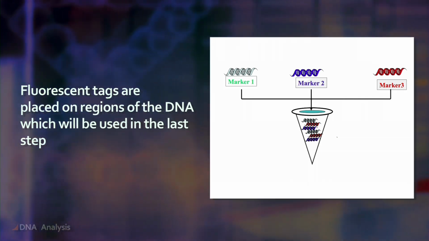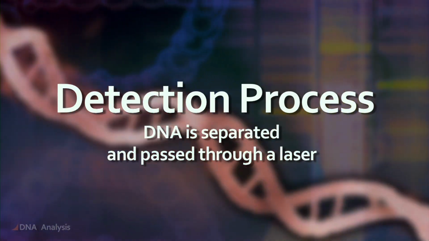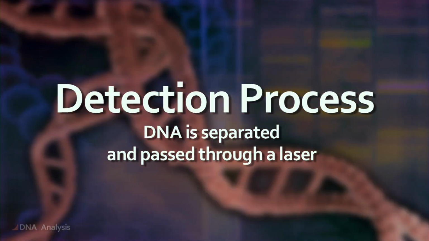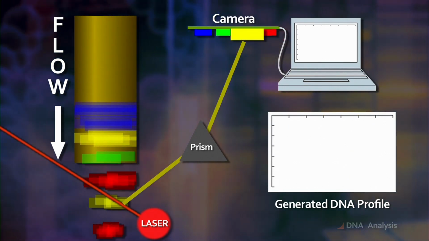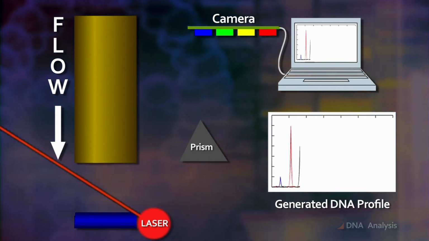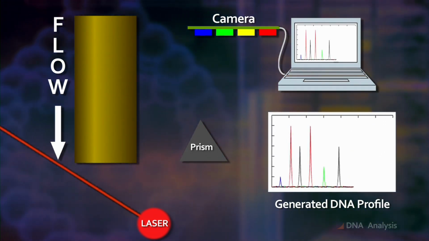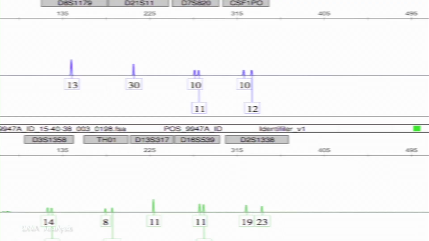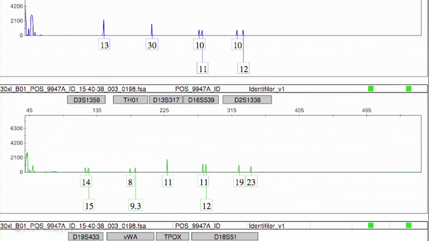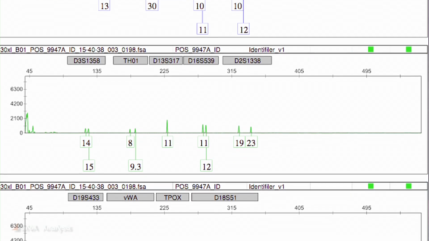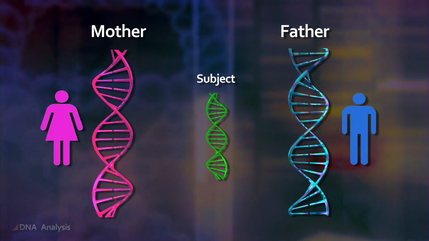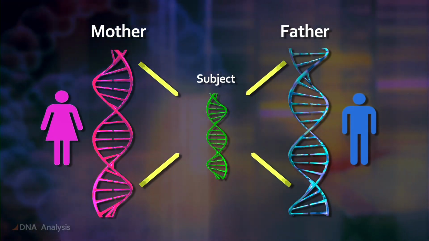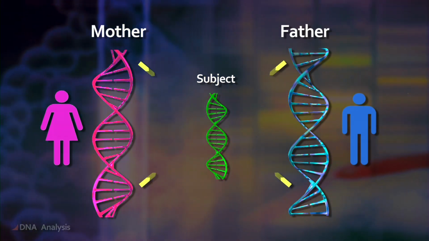The last phase is the detection process, where our copied fragments of DNA are separated by size and are passed through a laser. When this laser hits the fluorescent tags we added earlier, a camera determines what color the tag is and how much there is. What results is a DNA profile, a set of numbers at the different regions tested, called a locus. One of the numbers comes from the mother, the other from the father, linking the subject to each one.